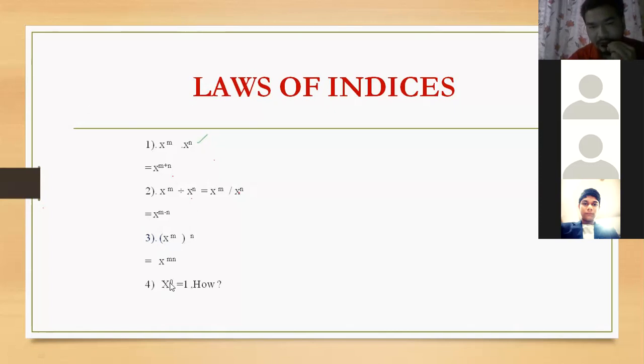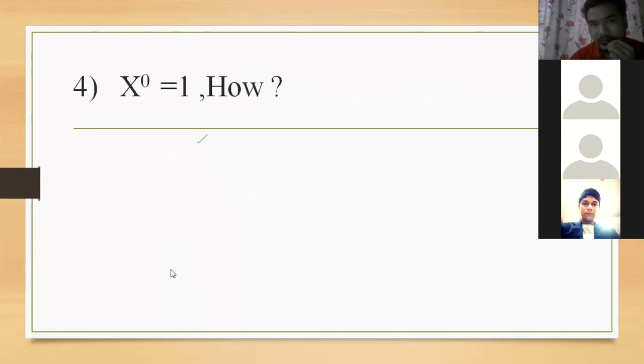After this, look here: x to the power 0 means 1. I have written here how it comes. How does x to the power 0 equal 1? Look, I am showing it here also. How does x to the power 0 equal 1? Okay, look, I am going to show how it comes 1.